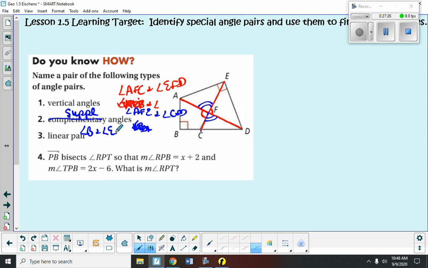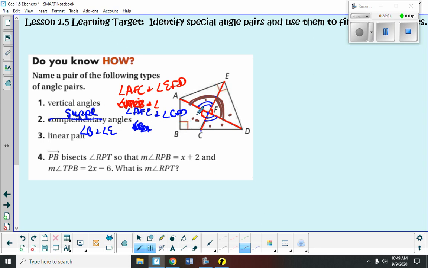Next, a linear pair. Well, a linear pair, remember, those add up to 180. And angle B and E add up to 180. However, they don't share a common side. They're not adjacent. So an example of a linear pair would be like angle AFE. Let me get a different color here. Angle AFE and angle DFE. These two, okay? Or these two, or these two, or these two, okay? So you would just write those down.